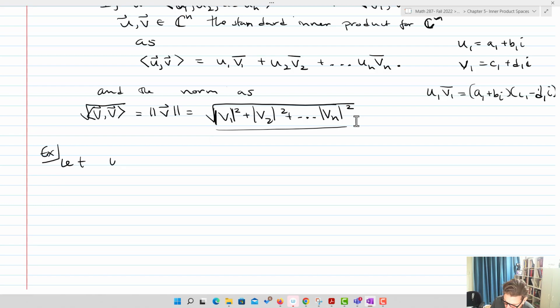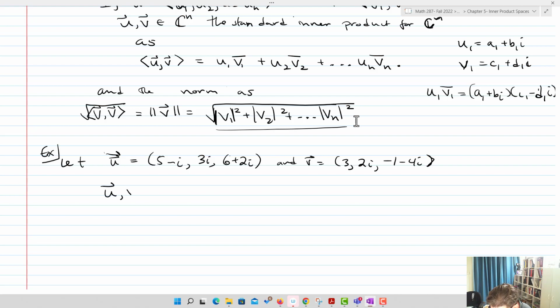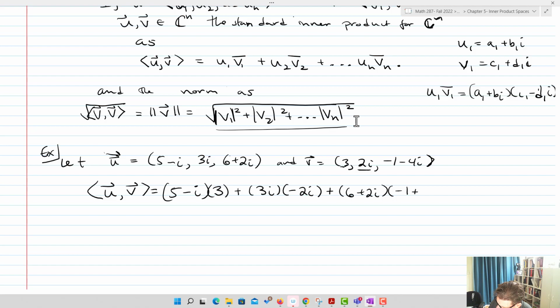Let me show you an example, which will help. We'll let u equal 5 minus i, 3i, 6 plus 2i, and v equal 3, 2i, negative 1 minus 4i. Then u inner product with v is 5 minus i times 3, which is actually 3 plus 0i, so it ends up being 3 minus 0i. The conjugate of 3 is still just 3, so it's just multiplied by 3. Plus 3i times, with the sign on the imaginary part switched, negative 2i. Plus 6 plus 2i times negative 1 plus 4i.